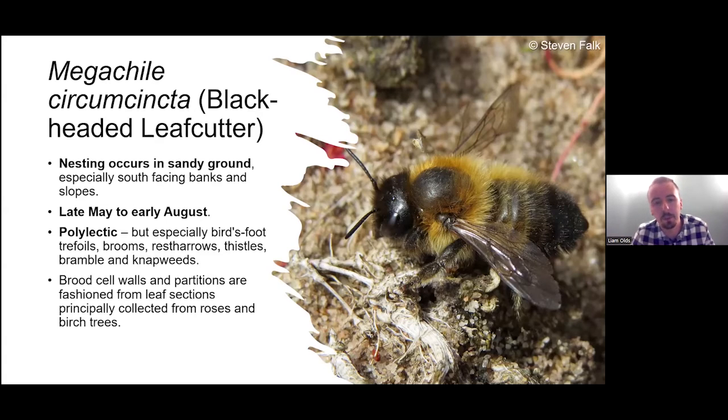But this is another polylectic species, which means it visits a wide variety of different plant families. But it particularly likes the Fabaceae, the pea family, so especially things like birds-foot trefoils, brooms, red sparrows. But it will also use the Asteraceae, the daisy family, so things like the thistles and the knapweeds. And it will also use things like bramble as well.